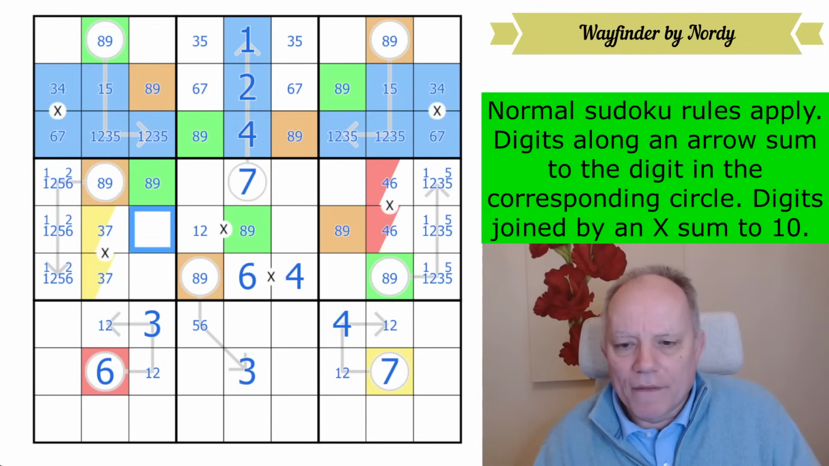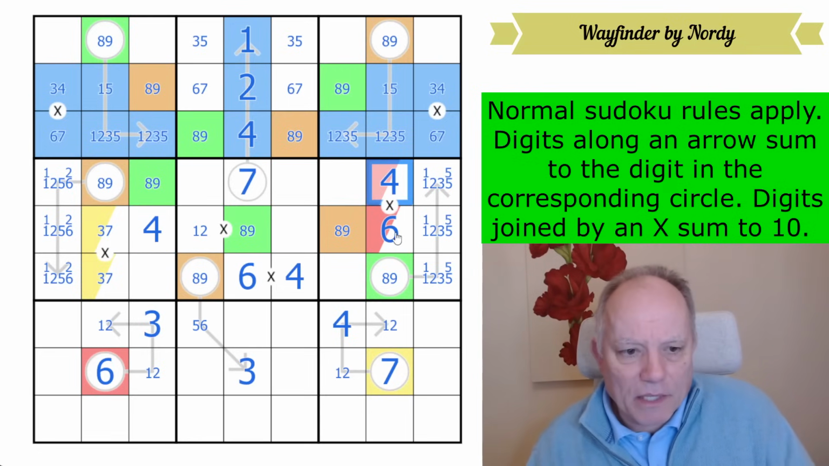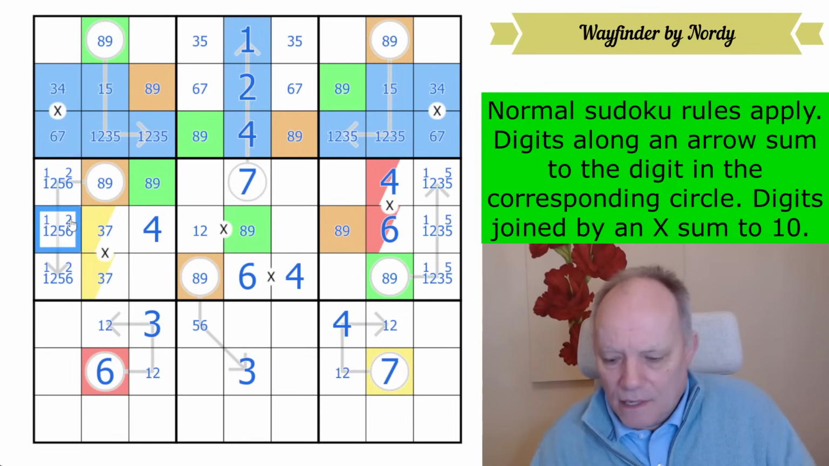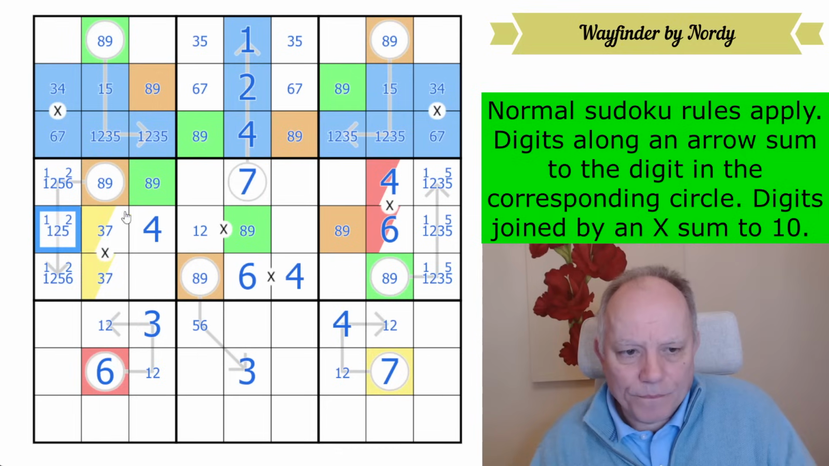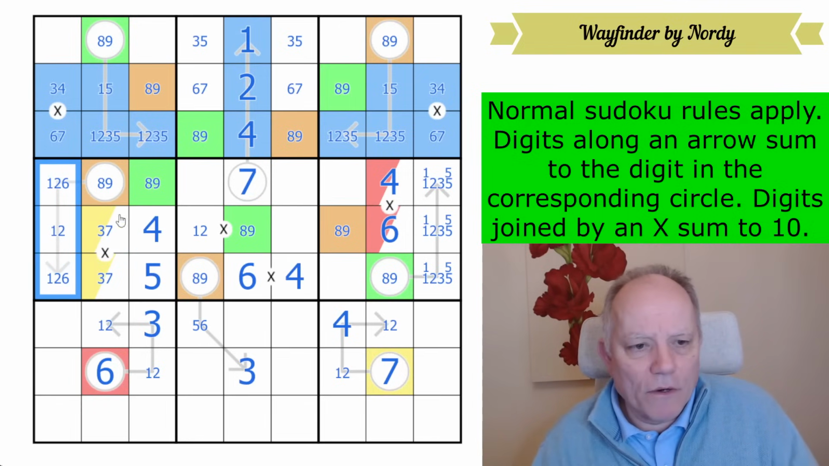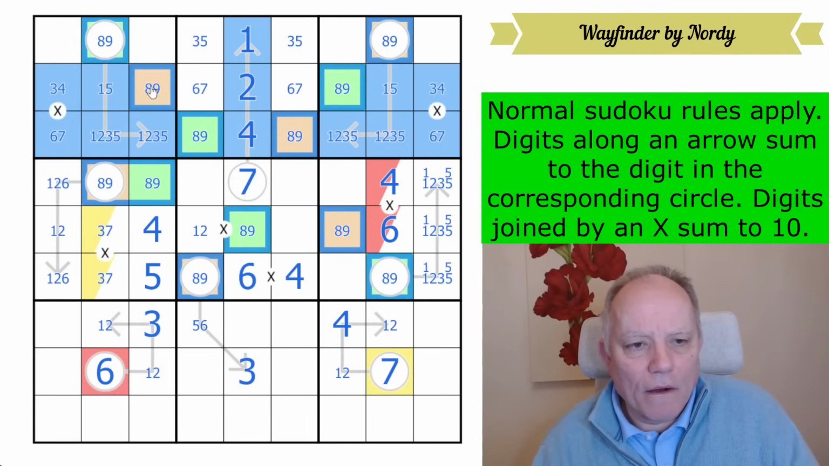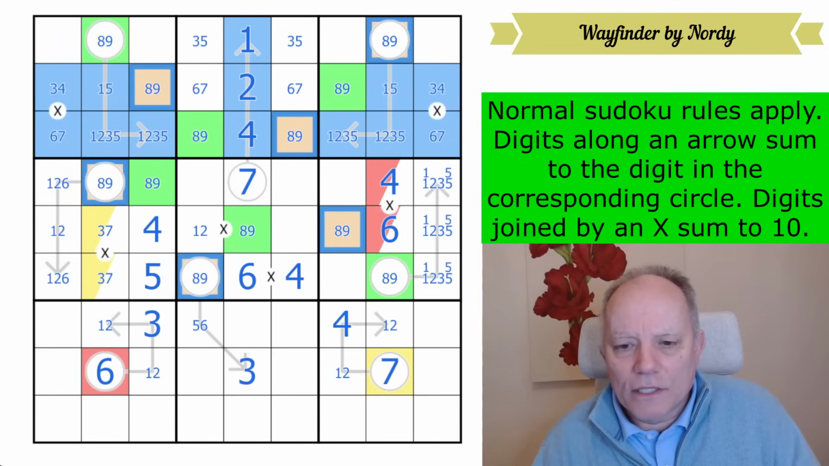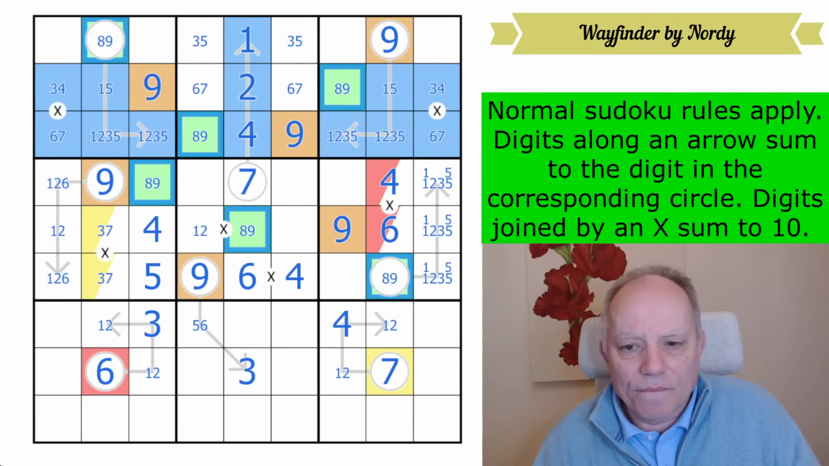Now, 4 in box 4 is there. And that fixes 6 and 4. That 6 can't be here. This is 5 or 6, but it can't be 6. 1 and 2 are in that group. So this is a 5. And there we go. We have suddenly disambiguated the big old orange and greens. 1, 2, 6 there means that orange is a 9. Orange is a 9. Green is an 8.